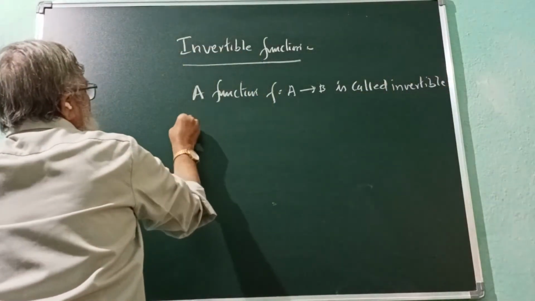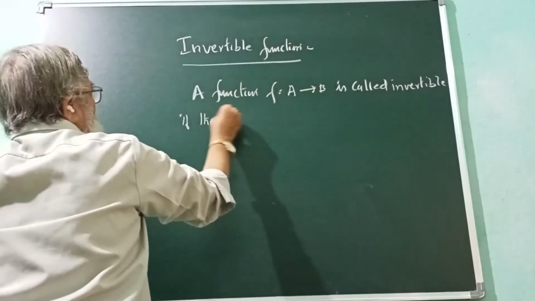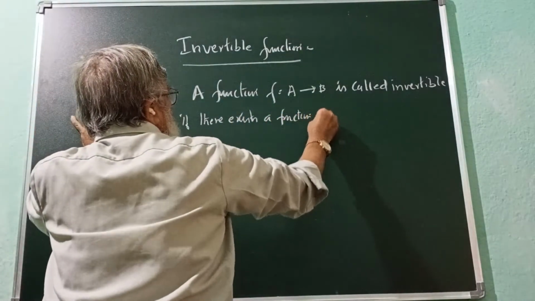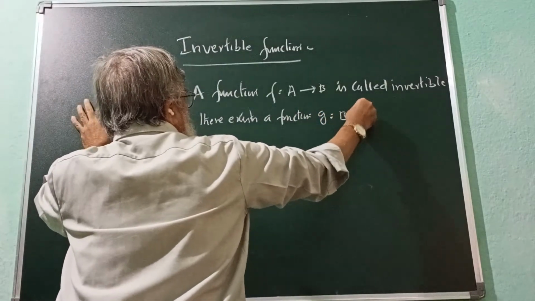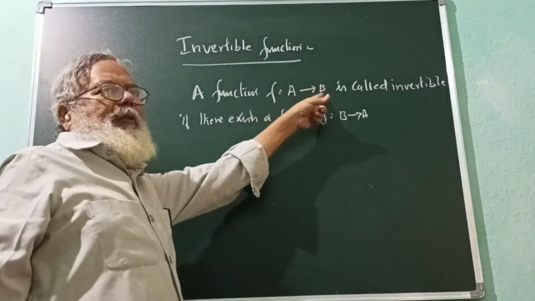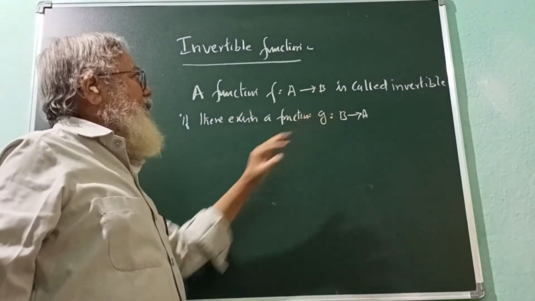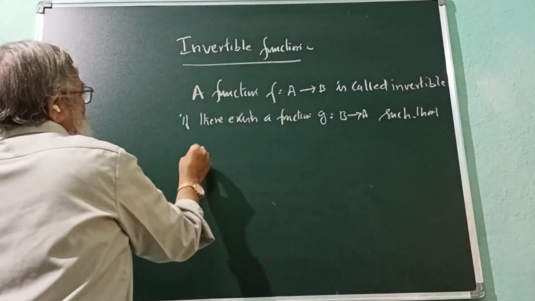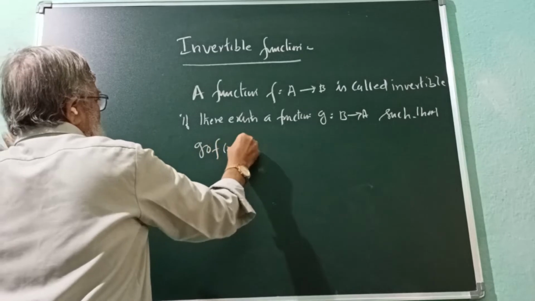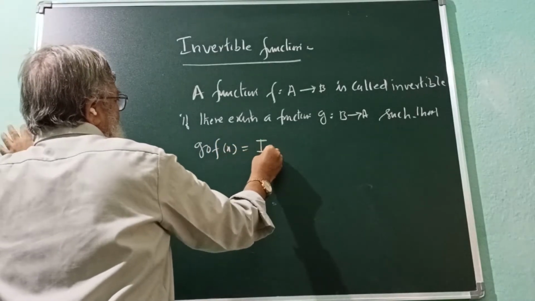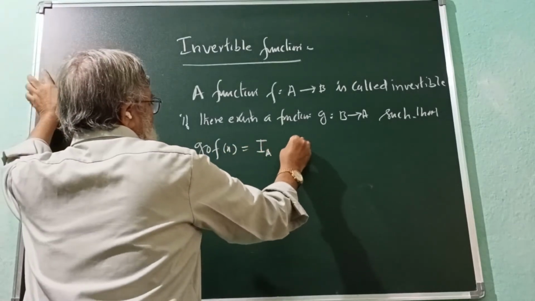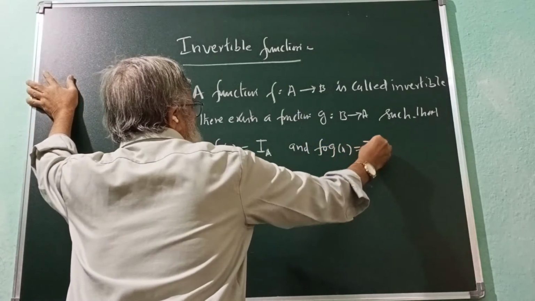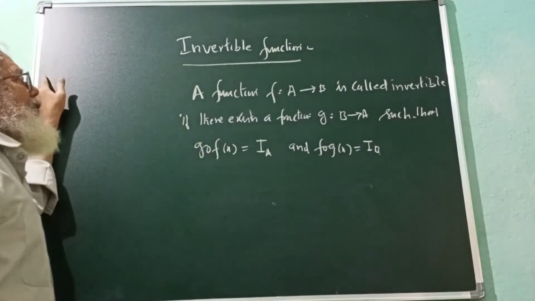Invertible if there exists a function g from B to A. Look here, the given function is from set A to set B. The function which we are defining is from B to A, such that g composition f is equal to the identity function I of A, and f composition g is equal to I of B. So that is the definition of the inverse function.